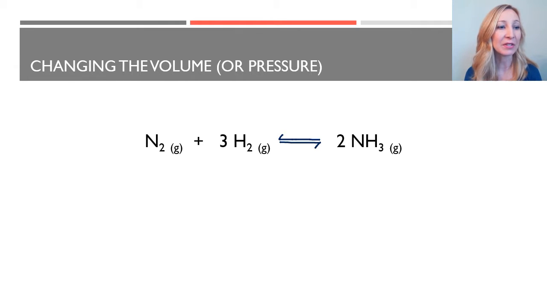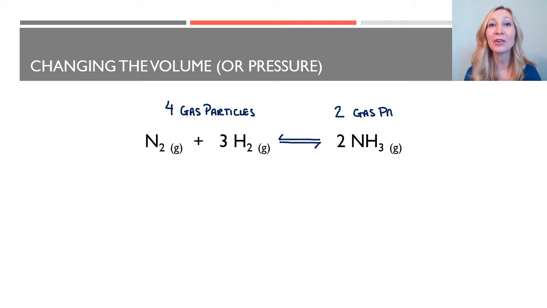So I'm going to label this. We have 4 gas particles on the left. We have 1 nitrogen molecule and 3 hydrogen molecules. And we have 2 gas particles on the right. We have only 2 ammonia particles. So we start off with 4 gas particles. Granted, they're smaller, but it doesn't matter. It's just the quantity, and we end up with only 2 gas particles. They're larger, but there's only 2 of them.